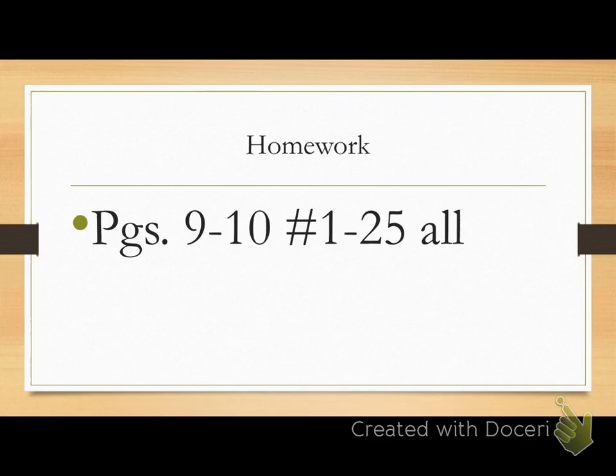Here's your assignment. Pages 9 through 10, numbers 1 through 25 all. A lot of these should go really, really fast because the assignments in the book are just like the examples we just did. So writing those phrases as numerical expressions should go pretty quick. Does that make sense? So get this written down. That way you have it, and I can take it off the board.